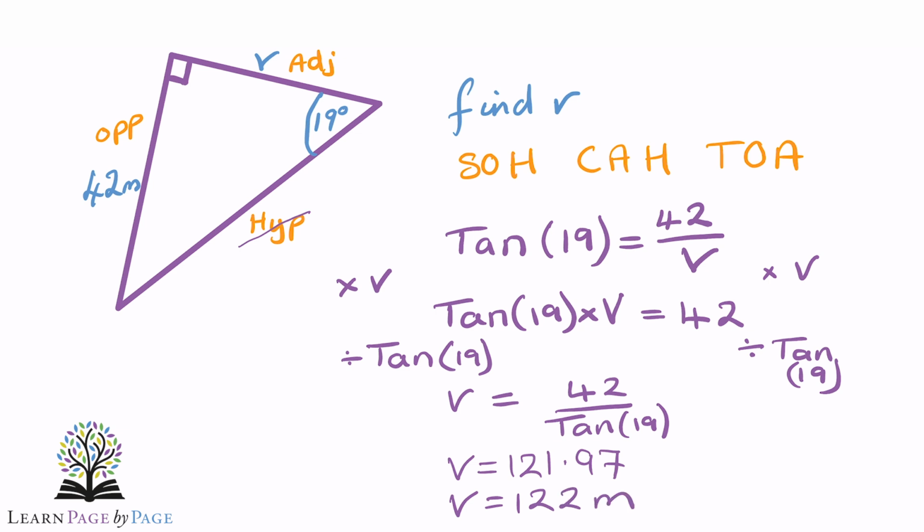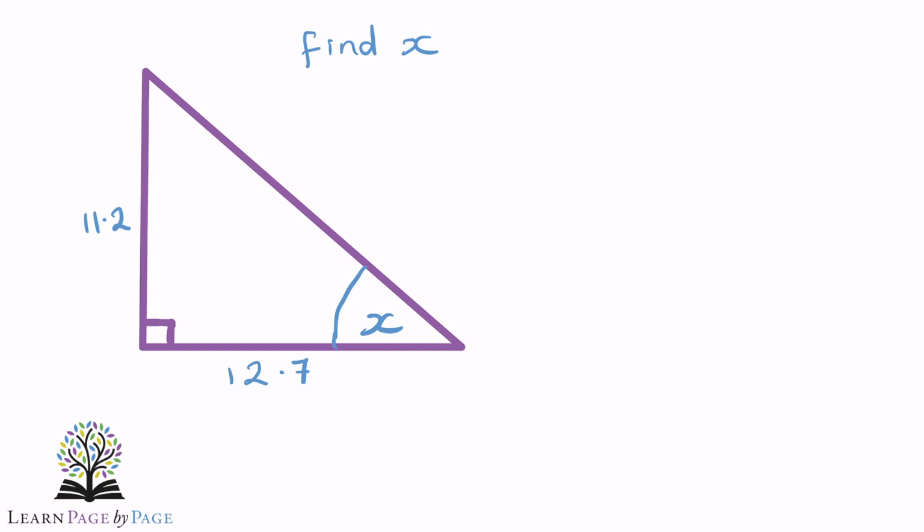Now let's go on to another one. This one is slightly different. This time we're being asked to find the angle, so we're being asked to find X. We've been given the two side measurements, and this is why it can sometimes get confused with Pythagoras' theorem. But because you're being asked to find an angle, you know you've got to use trigonometry.